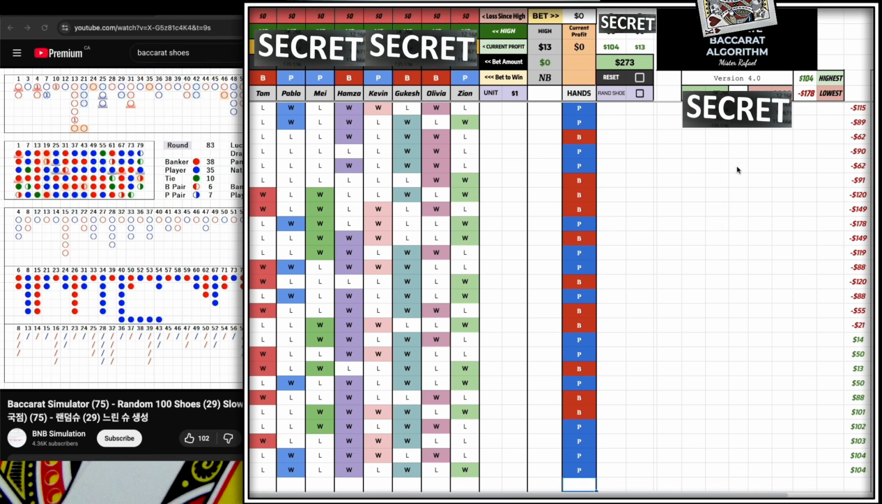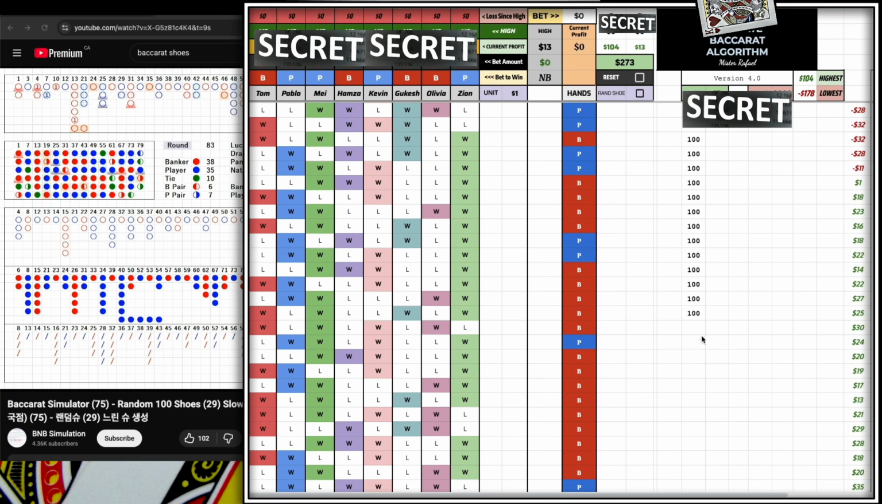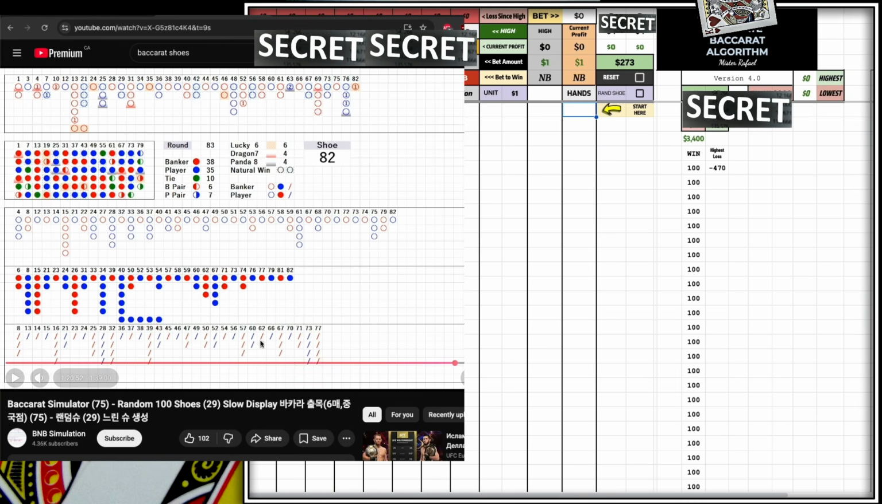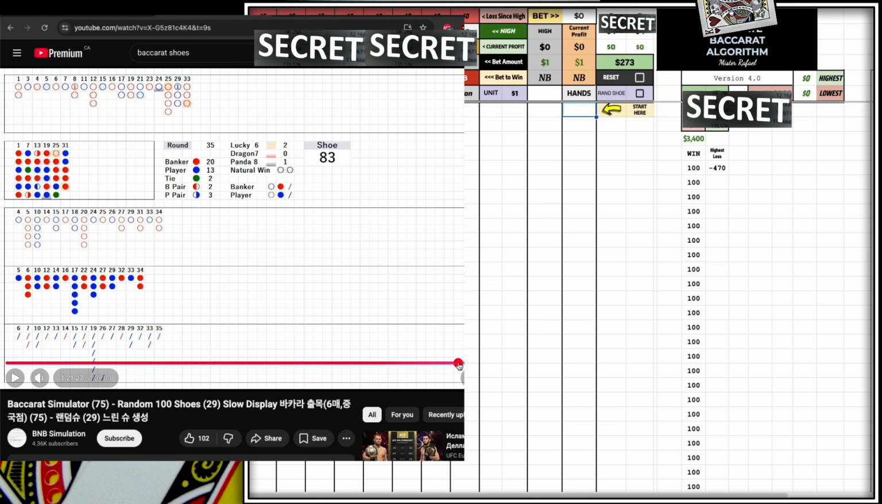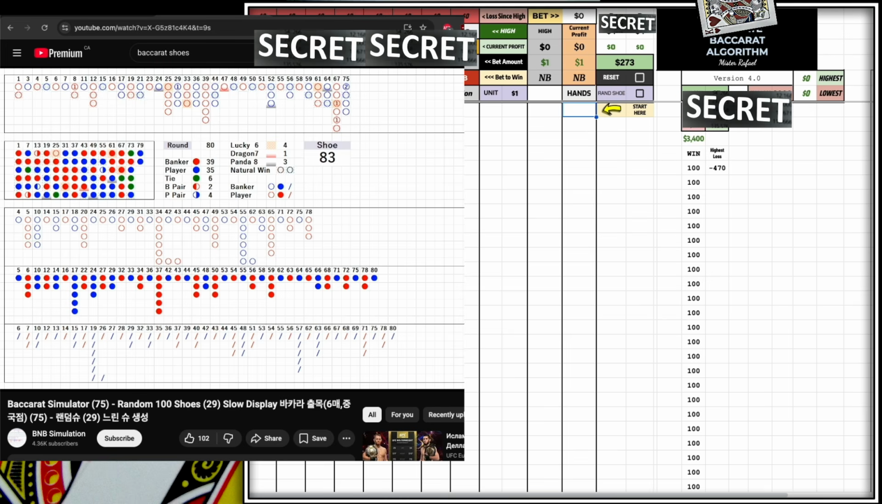And we hit another win goal. Biggest drawdown went down to minus 178. But we did hit the win goal right here, 101. So no need to update the biggest drawdown, but we can add another $100 to the bank. All right, let's keep it moving. 3,400 in profit. Unbelievable. This is insane. Shoe 83. Here we go.